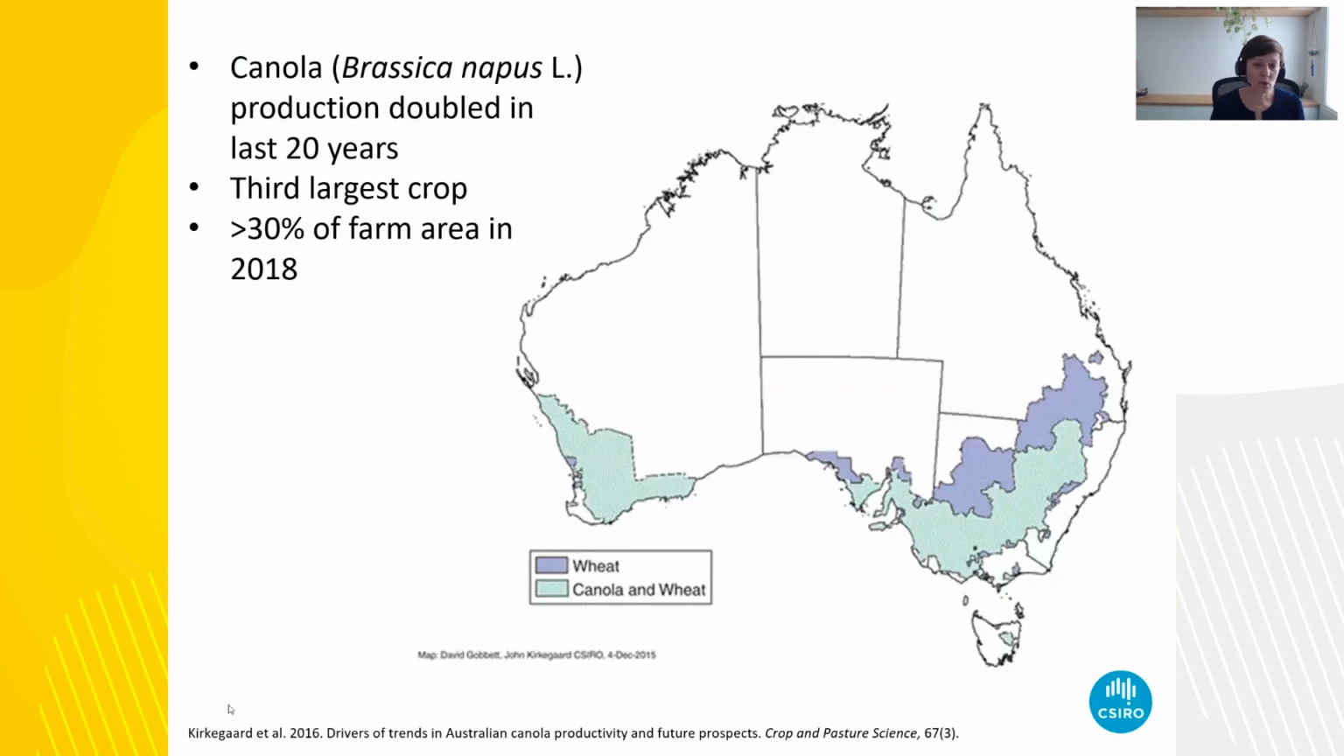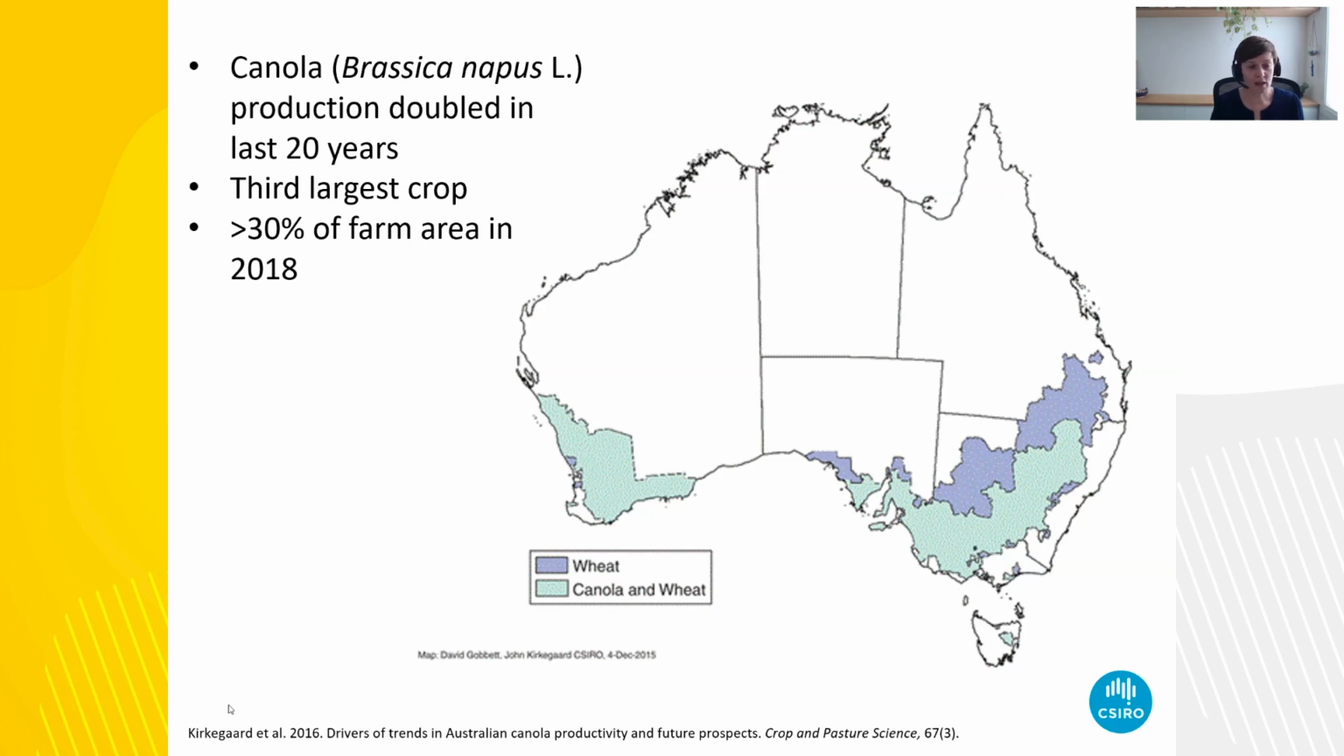So canola is a really important crop in the dryland cereal production systems across much of southern Australia, across Western Australia, southern Australia and into southern New South Wales, as you can see on the map here. Canola is part of wheat and other cereal rotations, including pastures as well. And canola production has really doubled in the last 20 years. So canola's moved from a crop that was really used as a break crop in the cereal system to being a cash crop in its own right. It's now the third largest crop in Australia and one of our biggest export crops.